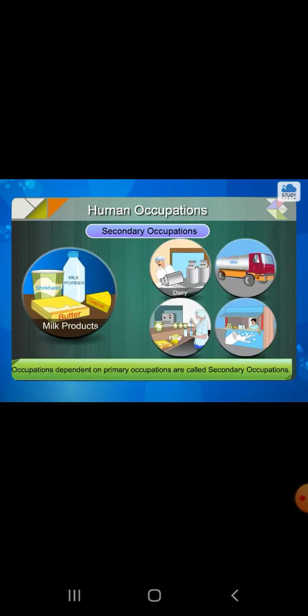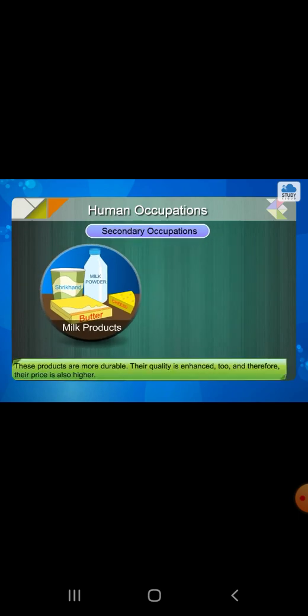Occupations dependent on primary occupations are called secondary occupations. These products are more durable. Their quality is enhanced too, and therefore their price is also higher.